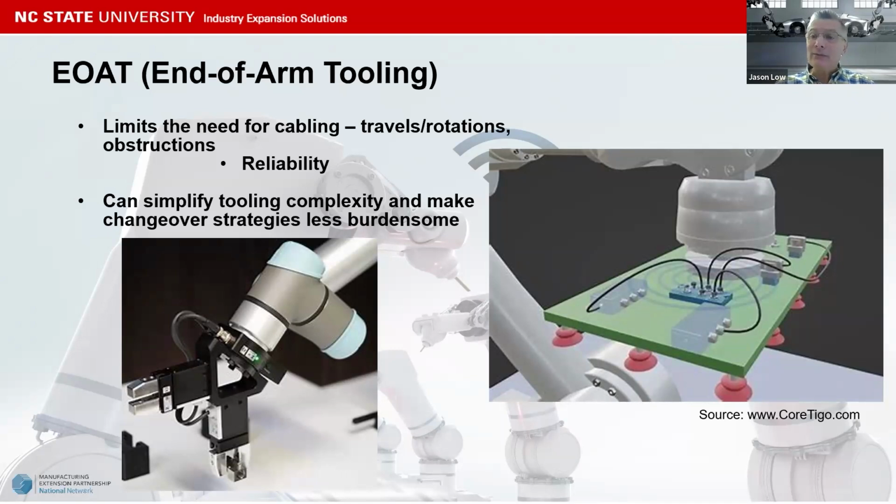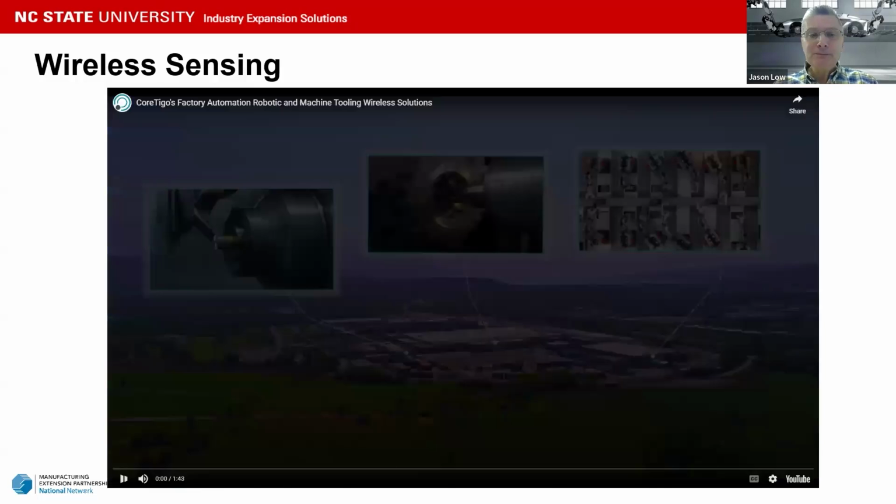So we very much like that conveyance example. We can get around some of those problems with wireless technology. So I offer up this video.